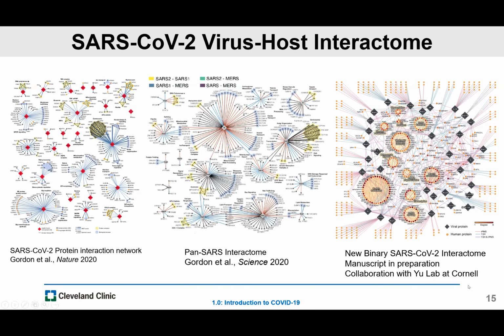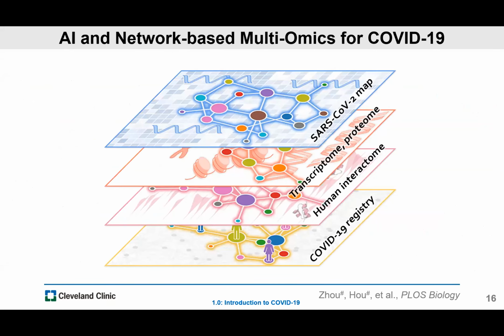The left two interactomes were built by Dr. Krogan from UCSF, a comprehensive variant protein interactome. And the right is our ongoing project with Dr. Yu from Cornell. We also built our own binary SARS-CoV-2 variant host interactome using different protein-protein interaction assays. So my lab is trying to integrate or leverage different types of omics data, including the SARS-CoV-2 variant host interactome I introduced in the previous slide.